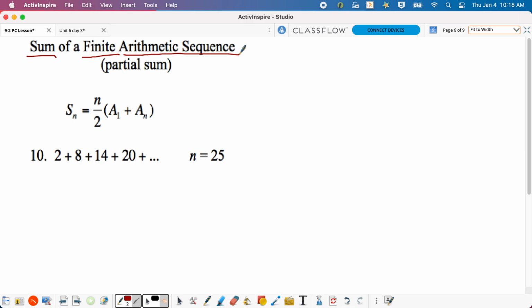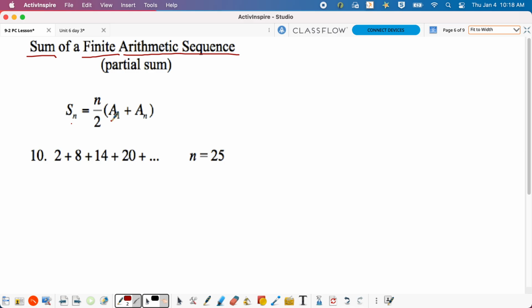To find the sum of a finite arithmetic sequence, we're going to do S sub n, the sum of n terms, equals the number of terms divided by 2, times your first plus your last, a sub 1 plus a sub n. So if I have the first term, I have the last term, I have the number of terms, I have everything I need. I don't need anything else. I can add them all together.